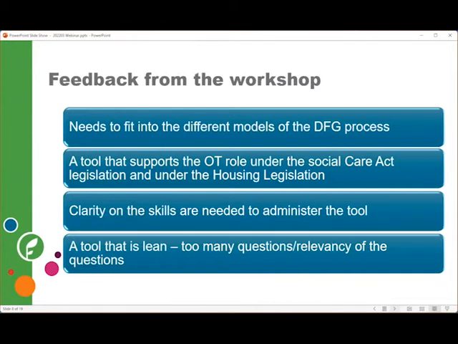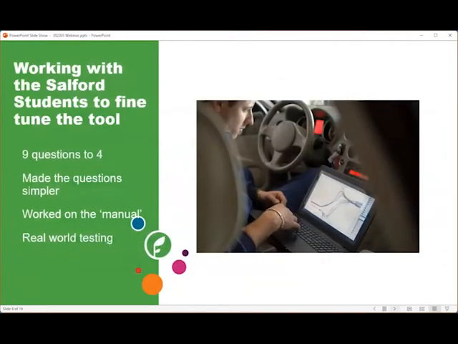And there was a feeling that there were too many questions and questions about how relevant some of the questions were. So, as I say, we worked with the University of Salford and the students there to do some fine tuning of the tool. And what we did is we got the questions down to 4. We hopefully have made the questions simpler, and we've done some work to develop a very simple manual that sits alongside the triage tool.